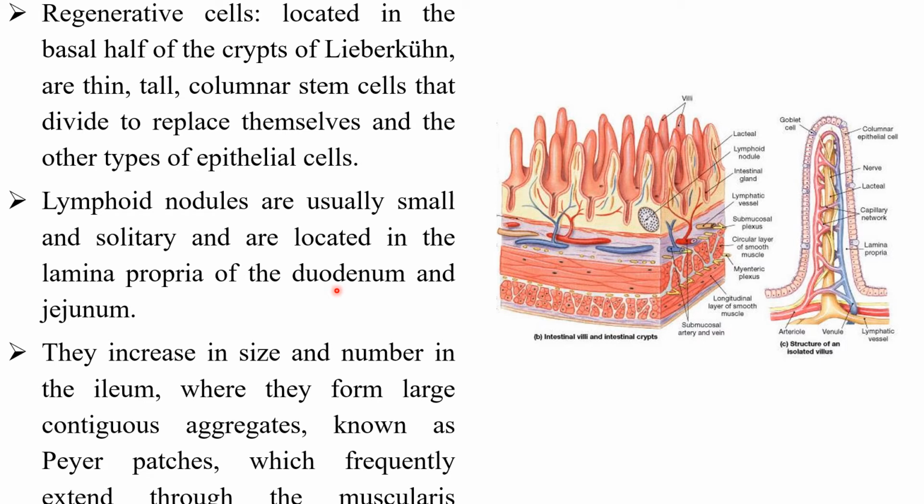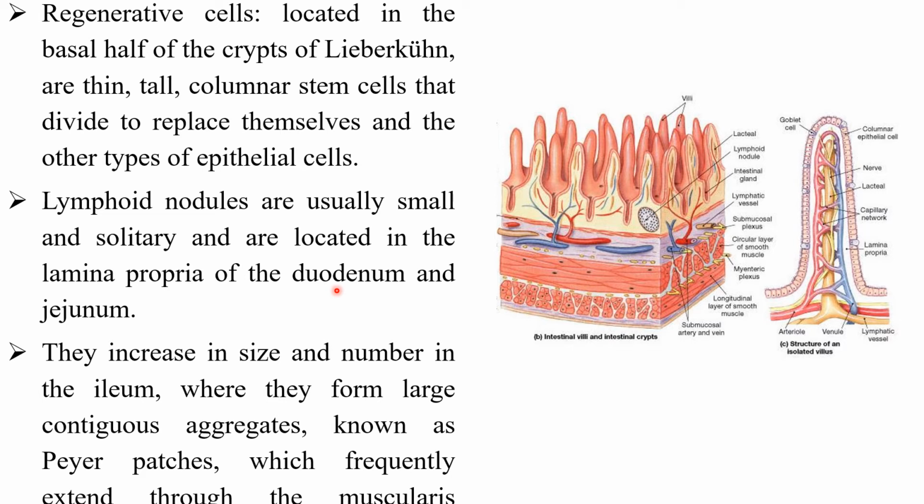Lymphoid nodules are usually small and solitary and are located in the lamina propria of the duodenum and jejunum, and are generally absent in the lamina propria of the ileum. They increase in size and number in the ileum, where they form large continuous aggregates known as Peyer's patches, which frequently extend through the muscularis.